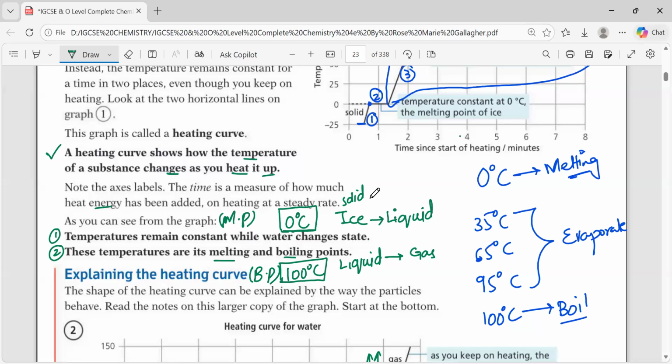Okay, so a heating curve shows us how the temperature changes when you heat a substance. Obviously, in this case the temperature is increasing, but there will be many other substances in which the temperature will decrease as well. So you can say the temperature is changing as you are heating the substance.